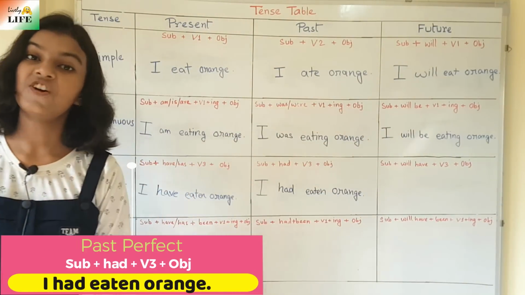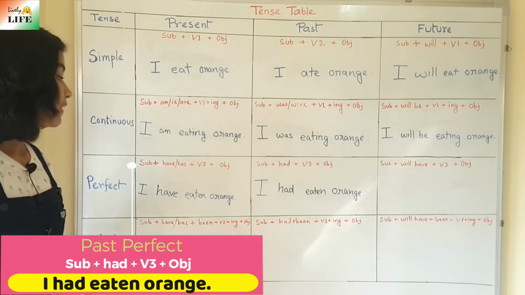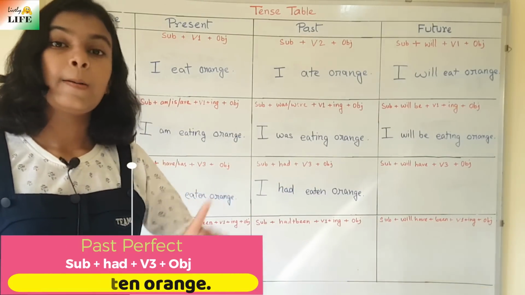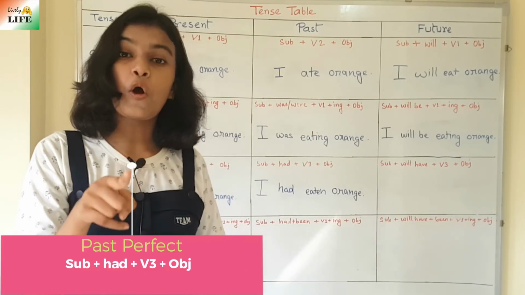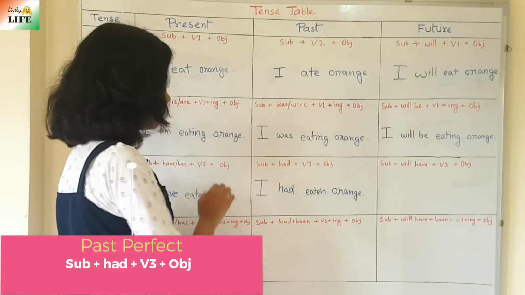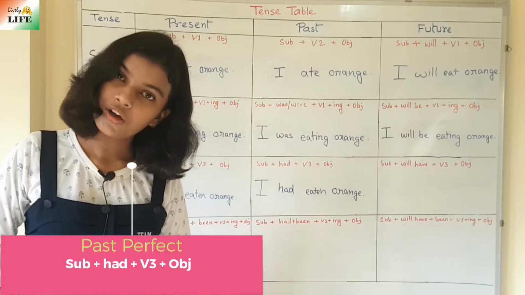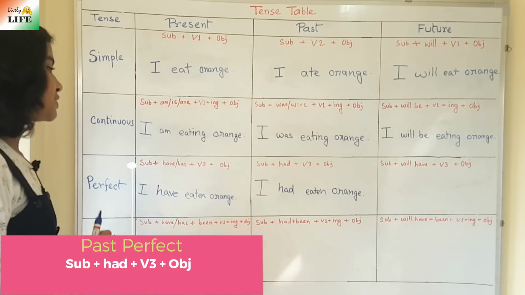I had eaten orange. This is in past perfect tense. Now, some other examples are I had played football. I had gone to school. Okay, gone is the third form of go, right? So, this was past perfect tense.